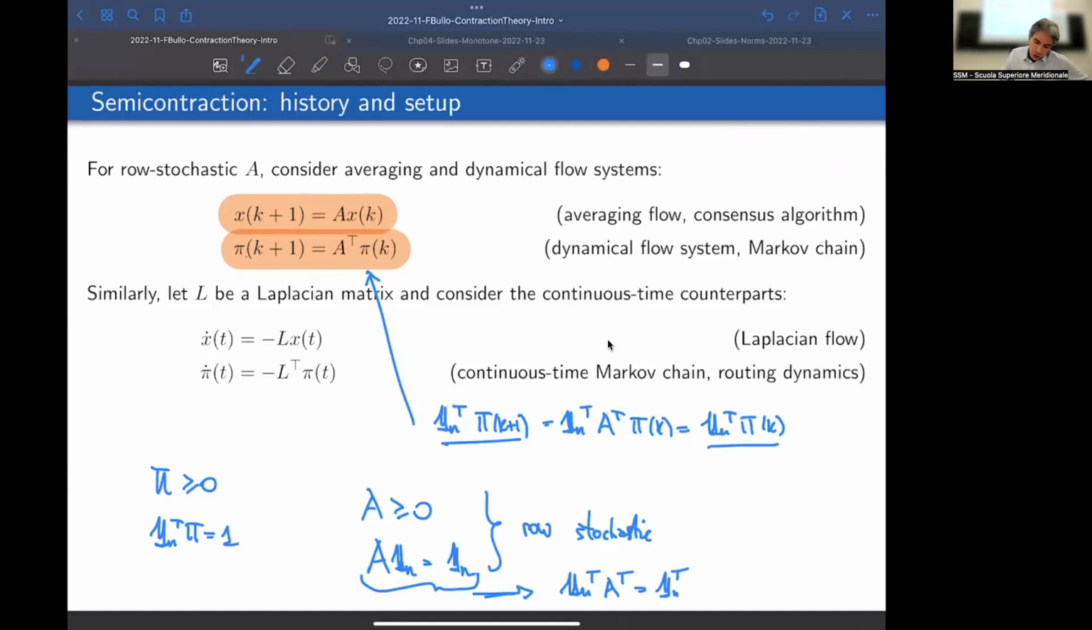You know why? Because if I select X at time K to be a multiple of the identity, so I am in the consensus subspace as I defined an hour ago, every entry of X has the same value alpha as every other entry. Then it's very easy to see, because A1n is equal to 1n, that the value alpha does not change. So this would imply that X at time K plus 1 is also equal to alpha 1n. So the consensus set is a collection of equilibria, right?